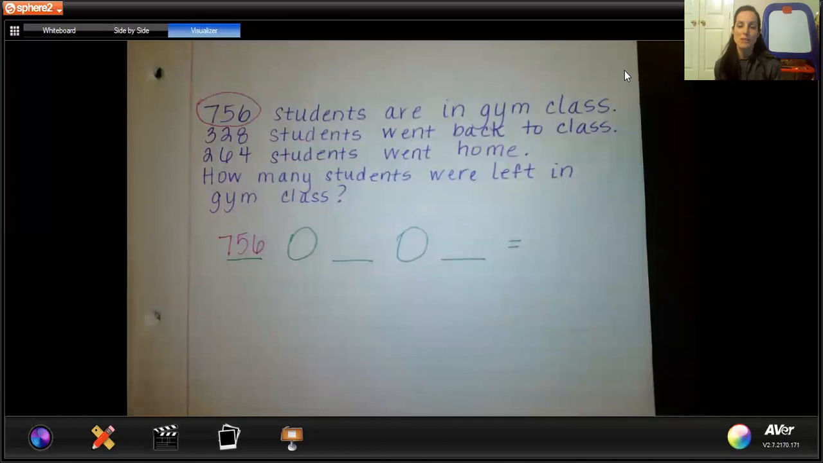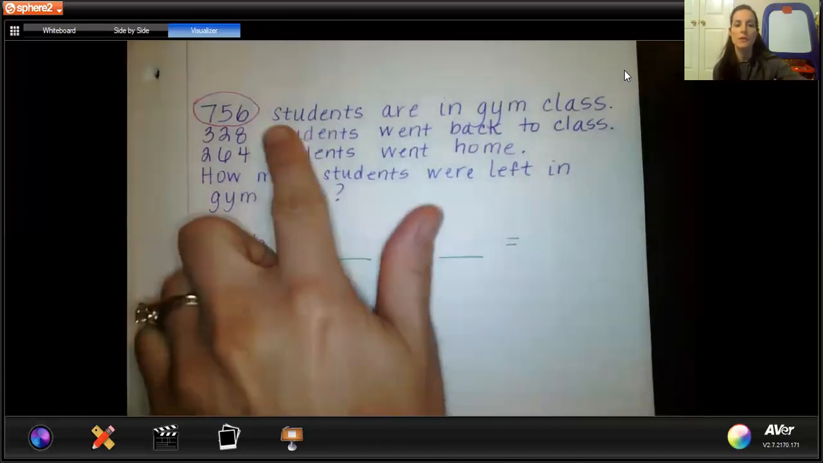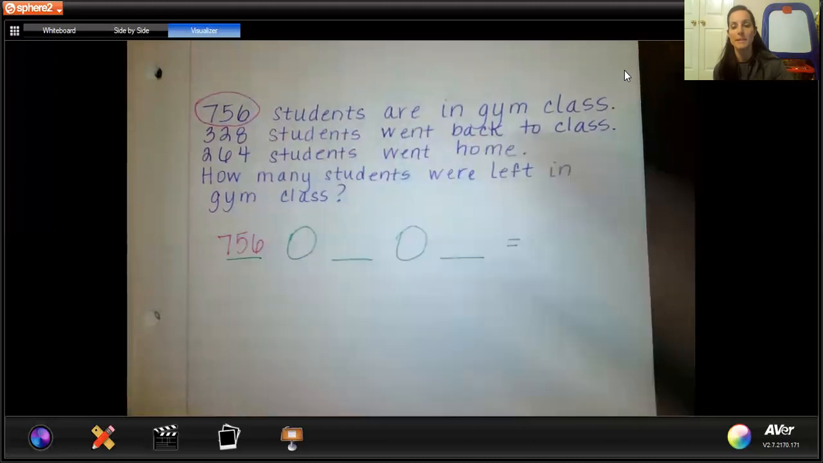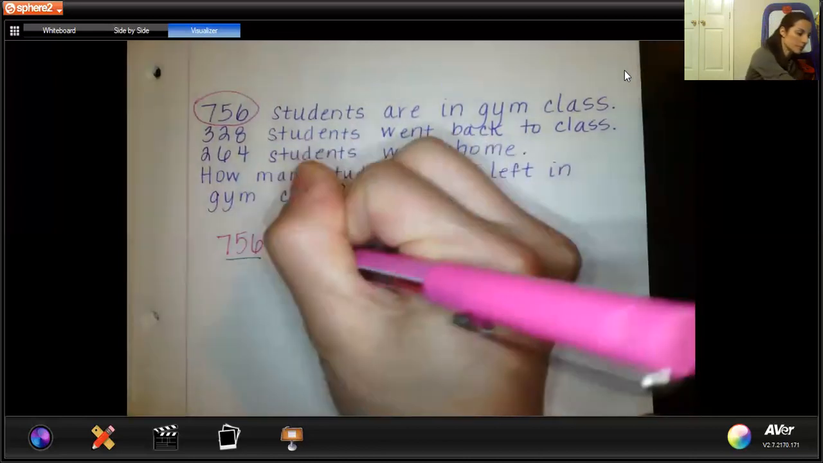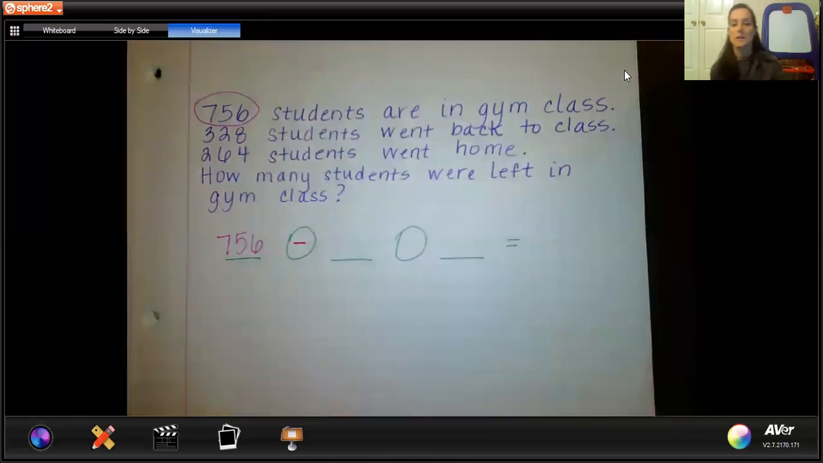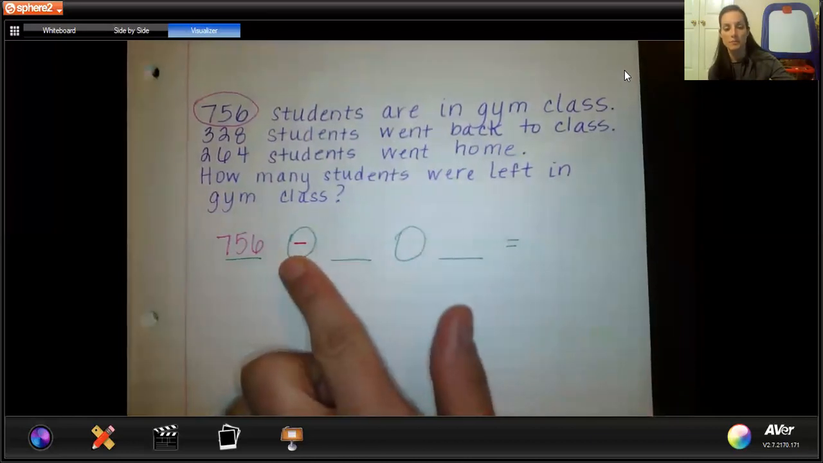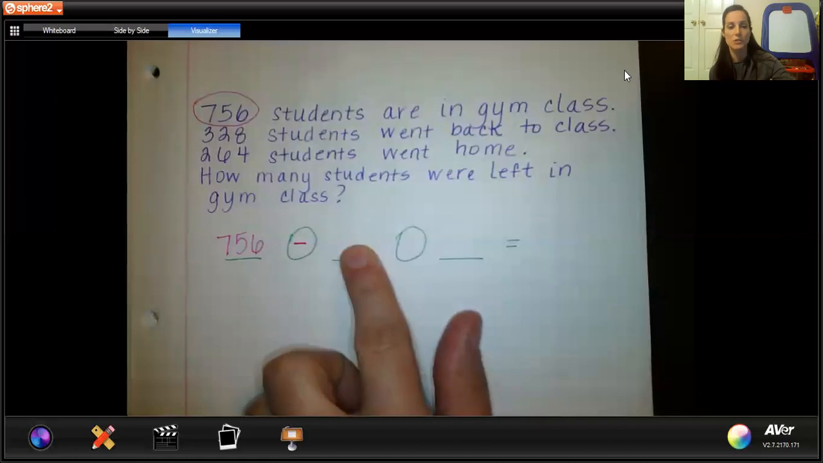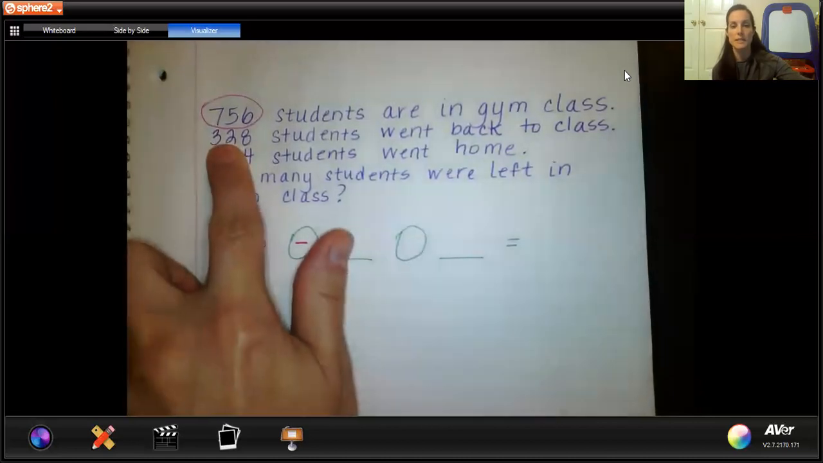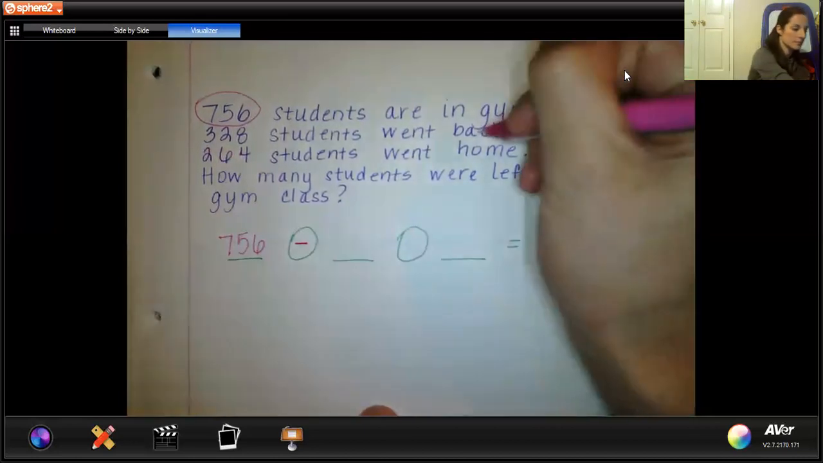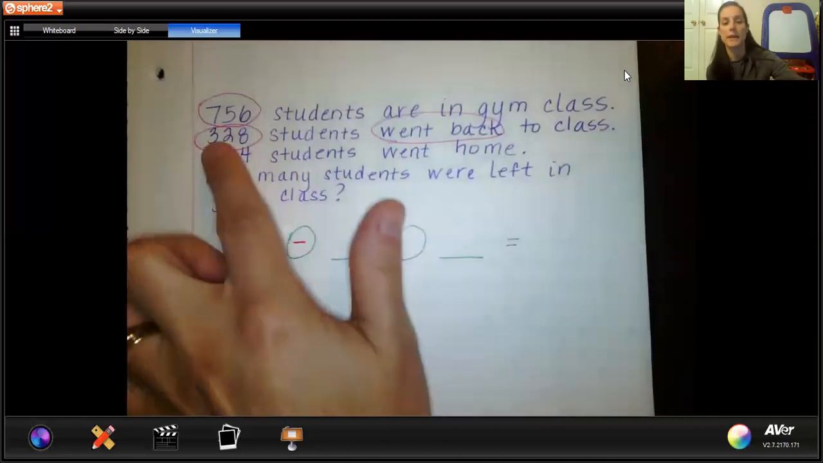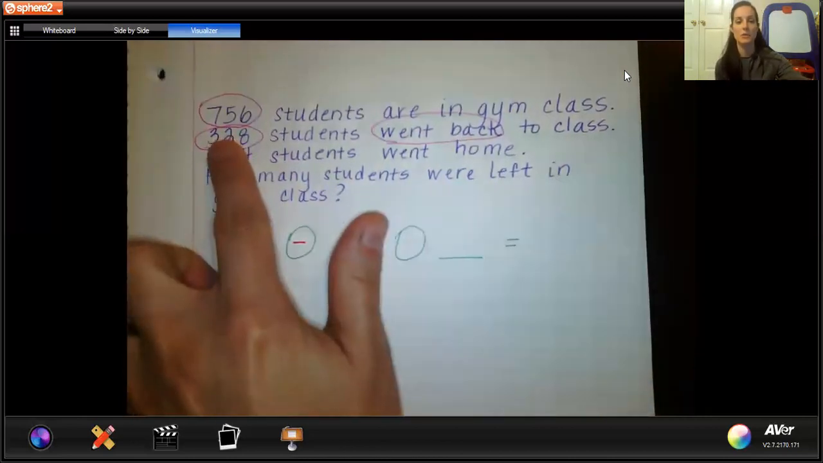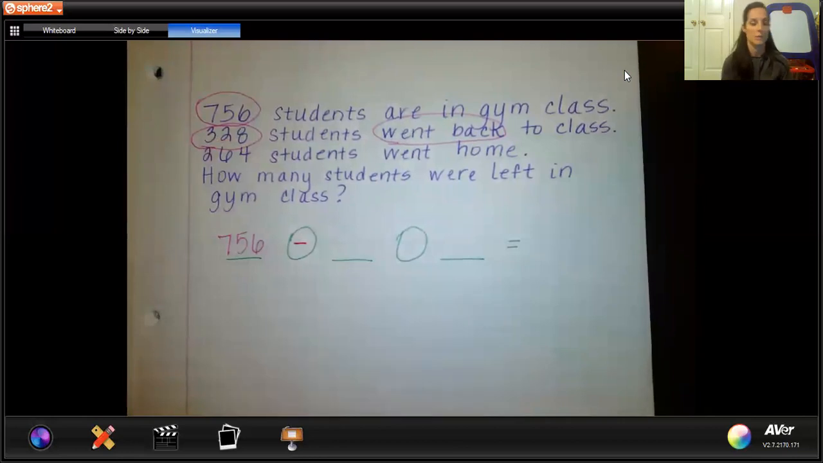Now we need to figure out what sign are we going to use. Well, if 328 students went back to class, that means they're no longer in the gym. So that means we are going to subtract. So here's our operation we're going to use, and we're going to subtract what number? And that is 328. Okay, we're still analyzing our problem. They went back to class, so 328 would go here in our second spot.